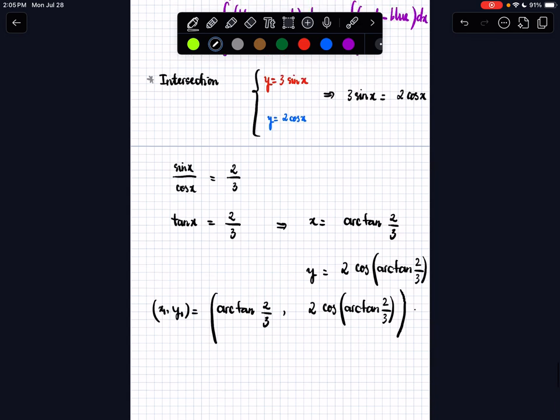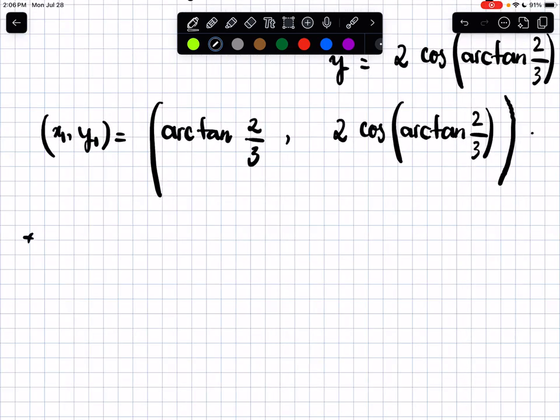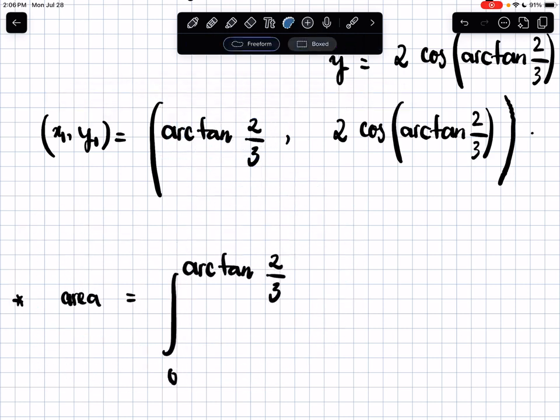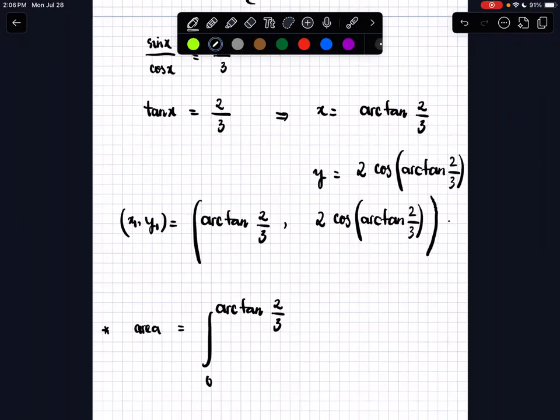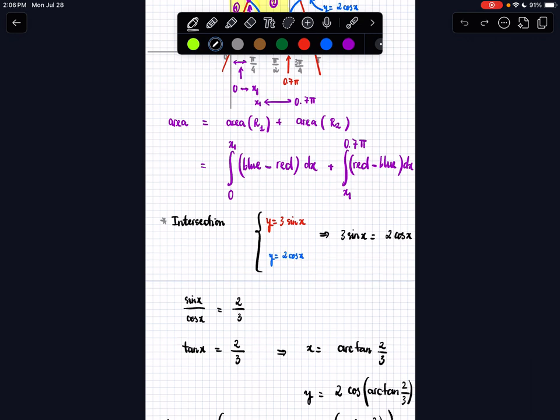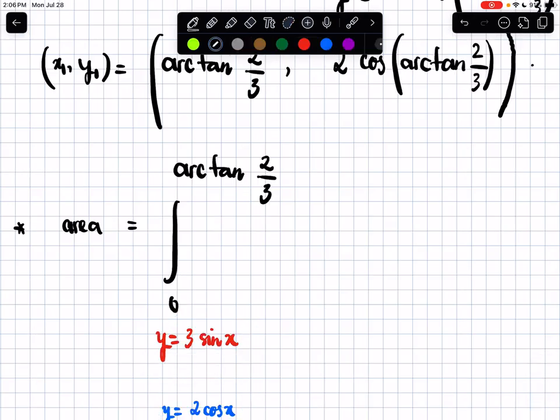Now all we need to do is plug into this formula. The area of the whole region we need to compute is the one from 0 to x1, which is this one, the blue minus the red: the integral of 2 cosine of x minus 3 sine of x, dx. That is the first one.